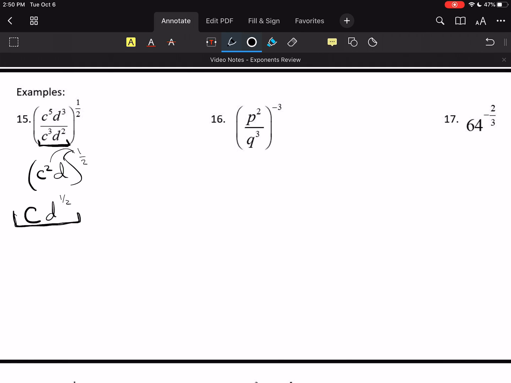If you went one step further, though, and said that, oh, well, d to the 1/2 is really the square root of d, you could have written that as your answer. Both of those are acceptable.